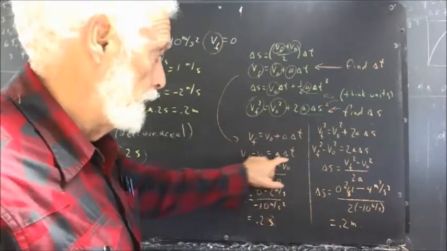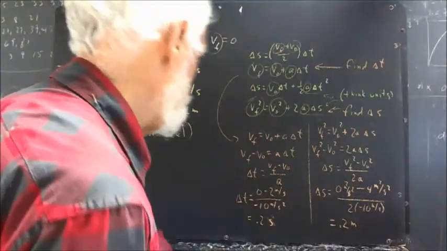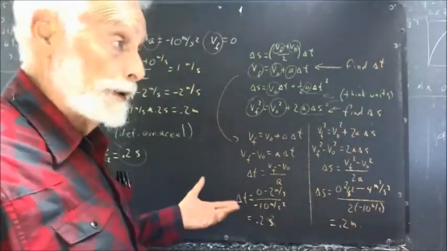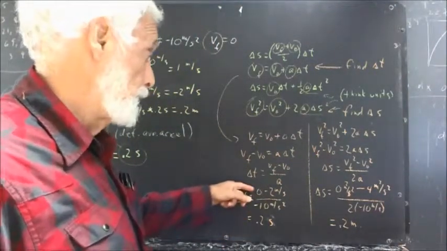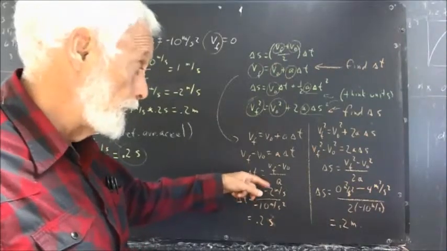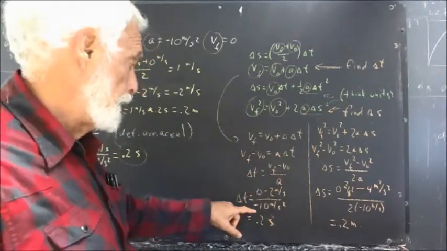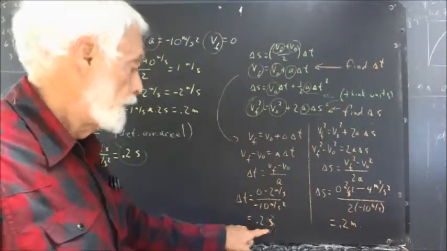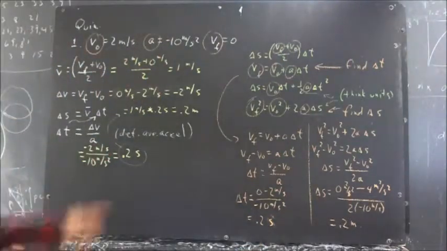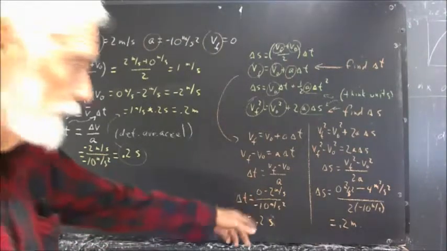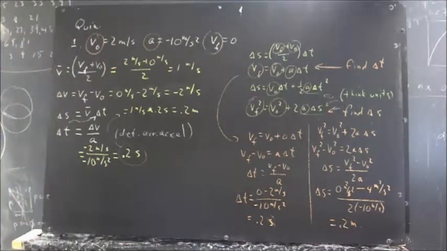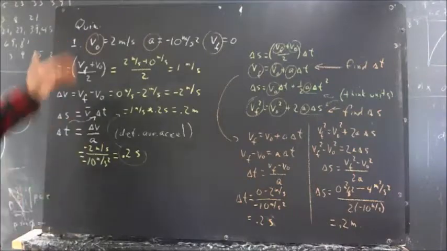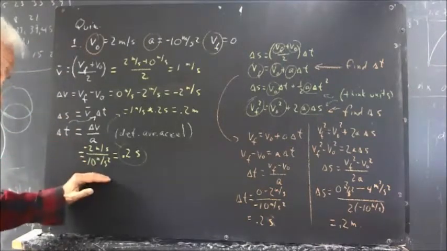We get delta t equals vf minus v naught over a, and then we can plug in our quantities. Vf is 0, v naught is 2 meters per second, and a is negative 10 meters per second squared. We get 0.2 seconds. Now you can compare this with the way we got the 0.2 seconds here. It comes out practically identical. But we had to do a couple of reasoning steps before we could get to this.